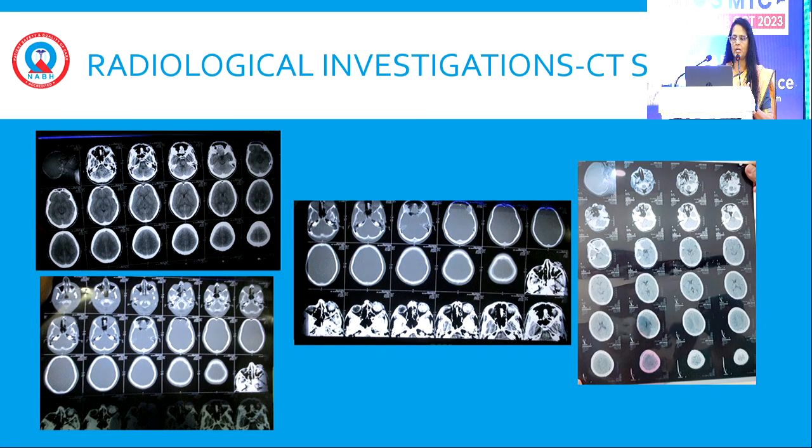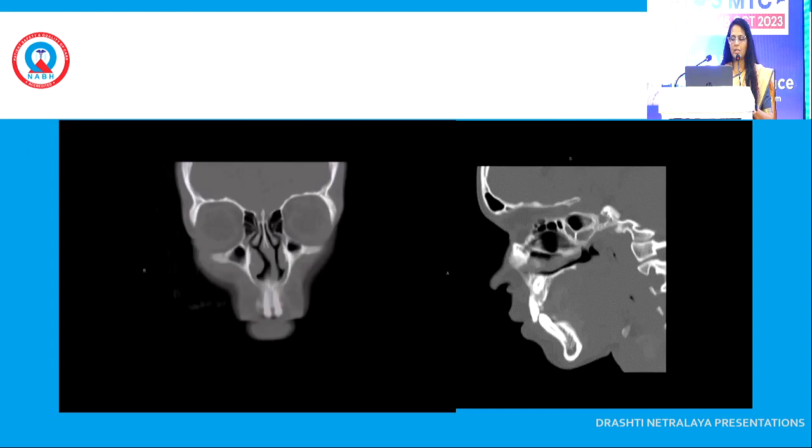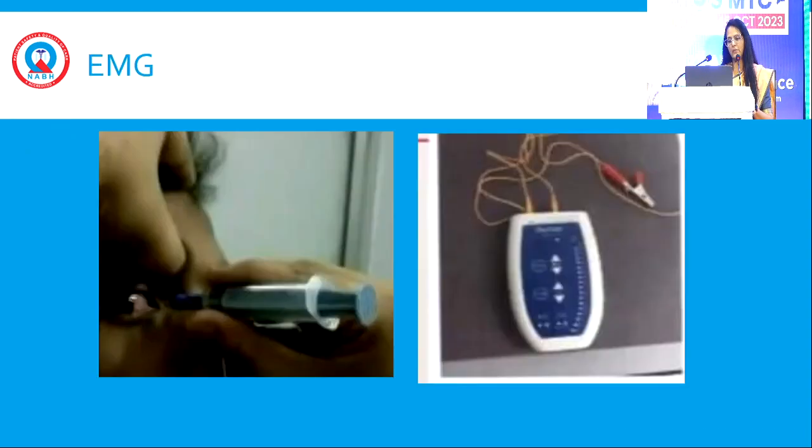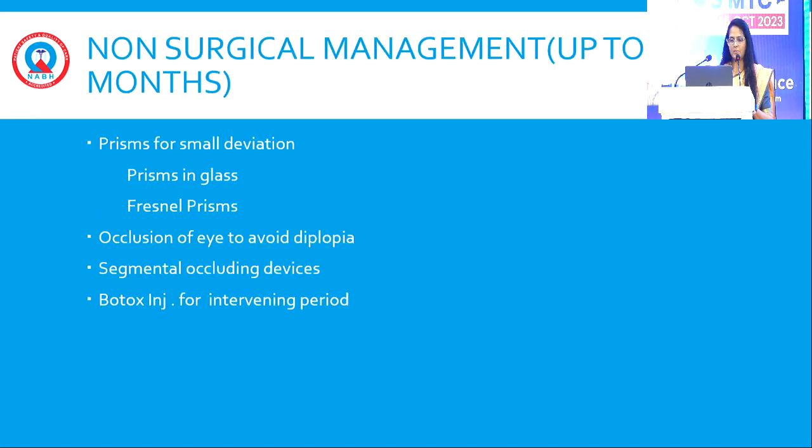We have to take support of radiological investigations like CT scan, CT angio, and MRI, and dynamic MRI is most important whenever dealing with paralytic strabismus. Sometimes electromyogram. How do we manage? The goals of management are restoring alignment, good vision, and good stereopsis.